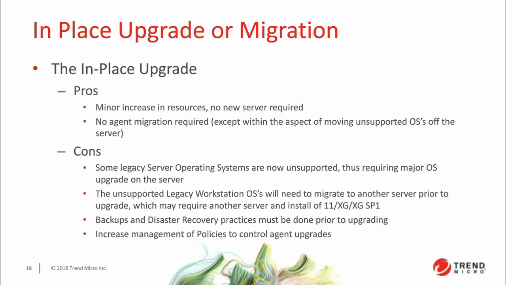So if you are going to do an in-place upgrade, these are the couple of pros and the many cons that go along with that. So the pros are you only have to increase it to the Apex One standard resources, which is slightly higher than XGSP1. So you don't need a new server. And you don't need to migrate any agents, with the caveat that any unsupported OSs, you'll have to move off to a different server. XP is no longer supported on Apex One, 2008 non-R2, and pretty much anything below that.